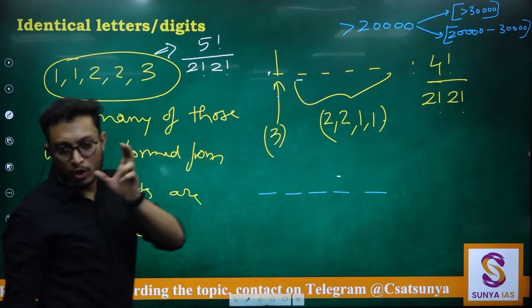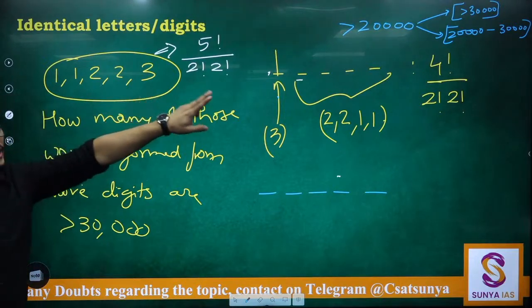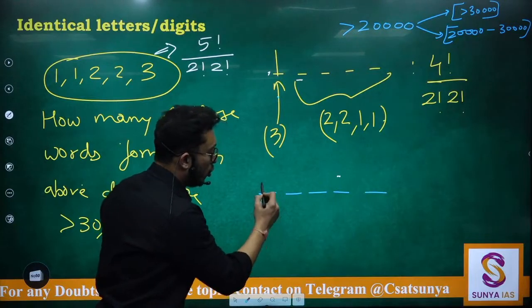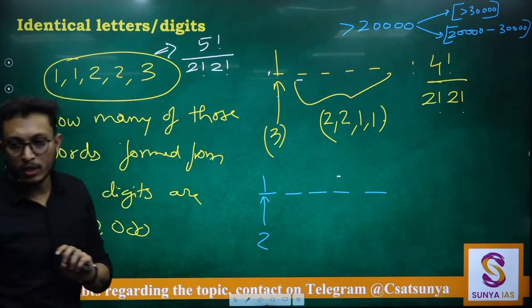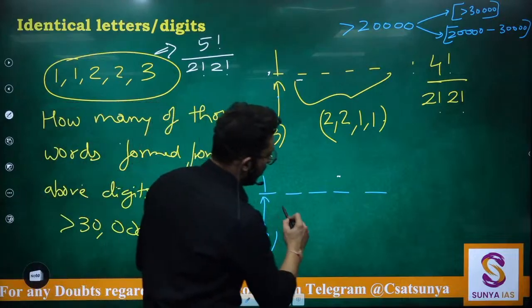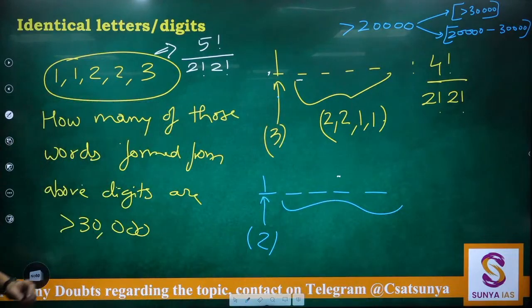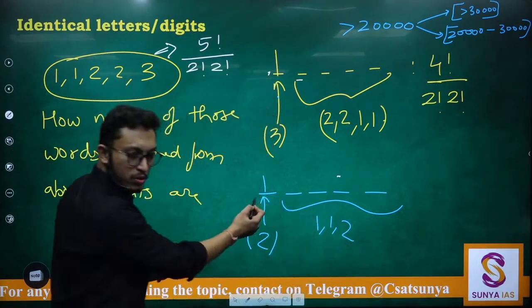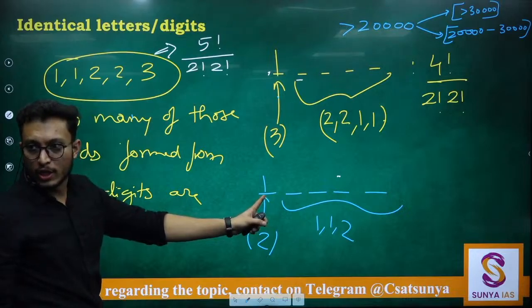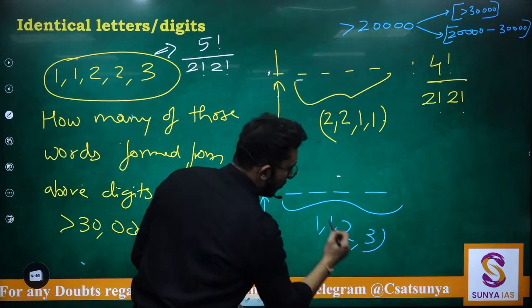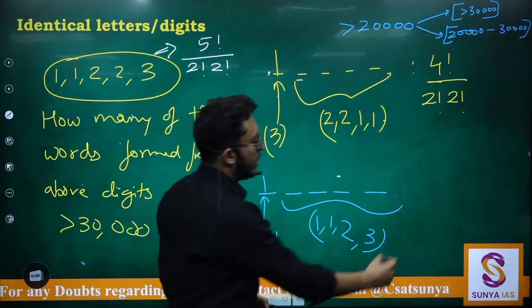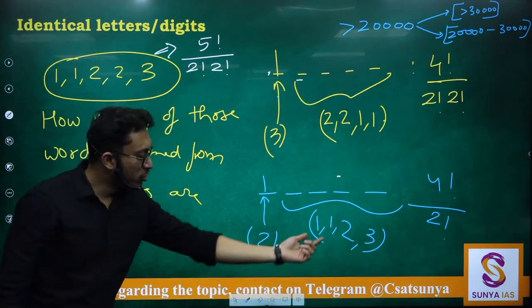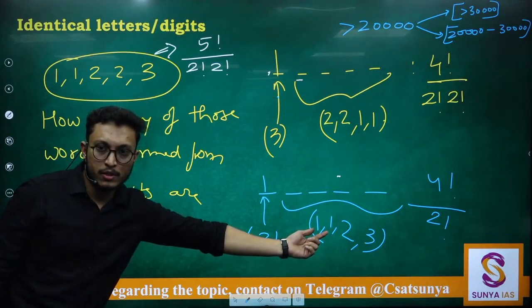So if I want to find out numbers lying between 20,000 and 30,000, can I say the first place has to be a 2? What am I left with here? I am left with 1, 1, 2, and 3, because one of the 2s has already been filled. Then 4 factorial upon 2 factorial only, because only 1 is repeated. Is this clear?